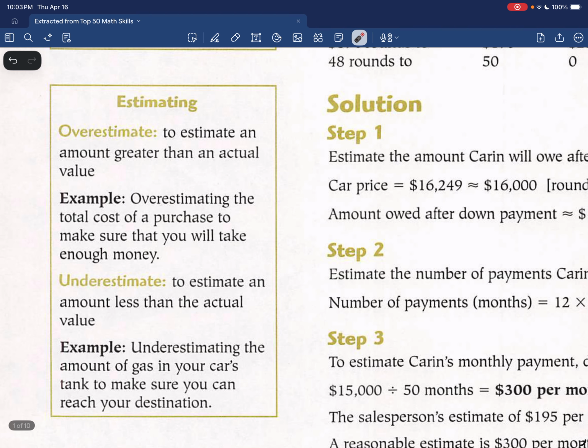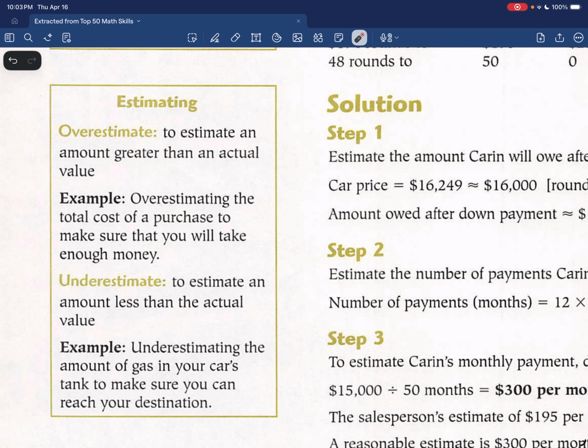Okay, let's talk about estimating. A lot of teachers use the terms round and estimate synonymously, meaning that they use them interchangeably or that they mean the same thing. To me, they are not the same thing. I use rounding to estimate. I have to round numbers to get an estimate. So rounding is the way that I estimate, and an estimate is actually a rounded answer.